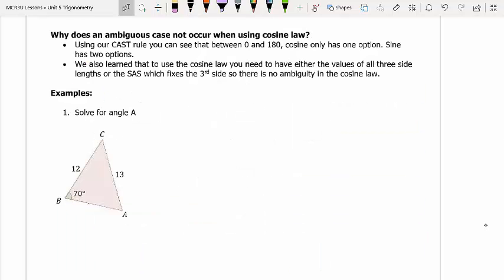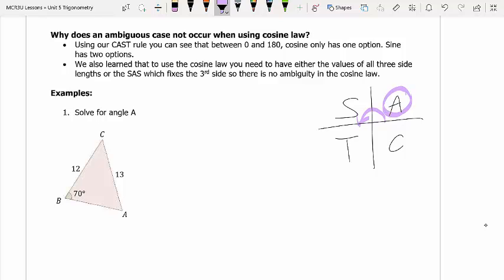All right. So why does the ambiguous case not occur when you're using cosine law? There's two ways you can look at this. Okay, first of all, we can use our CAST rule, right? So all of the angles inside of a triangle are between 0 and 180 degrees. And if we look at our CAST rule, and only the angles between 0 and 180 degrees, how many positive values of cos are there? Well, there's only one positive value of cos in quadrant 1. Okay, so there's only ever one possible answer when you're using cosine law.